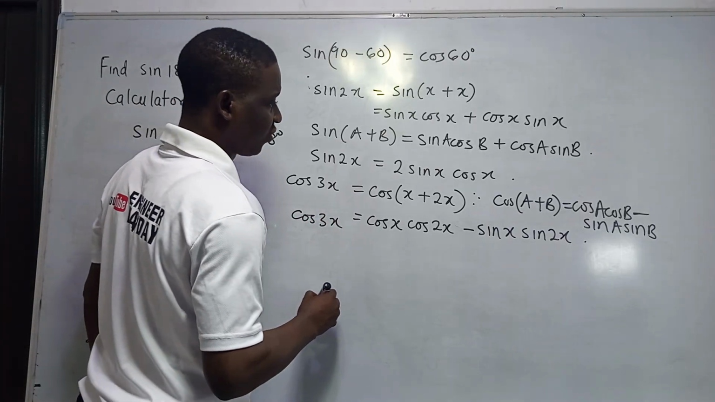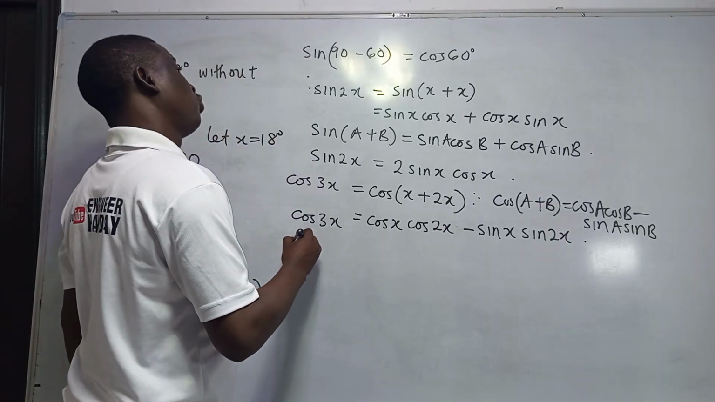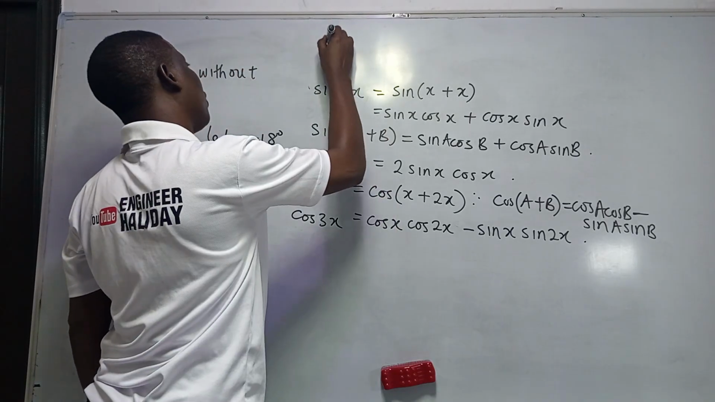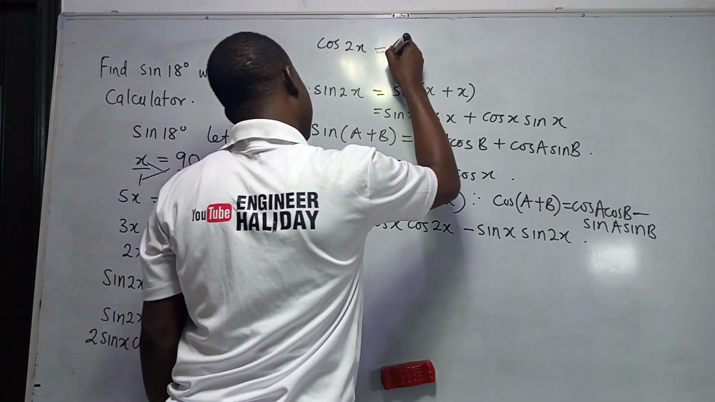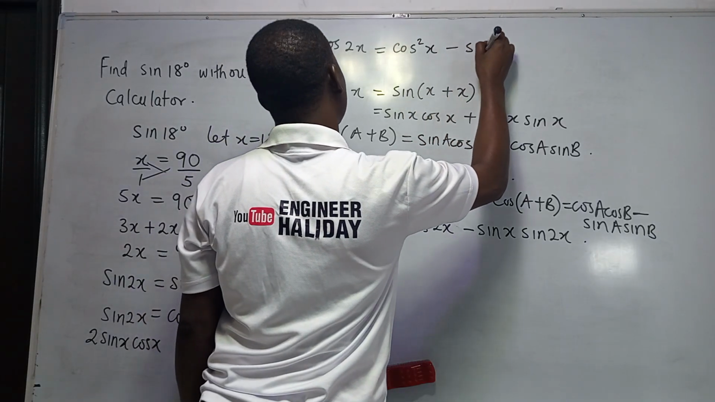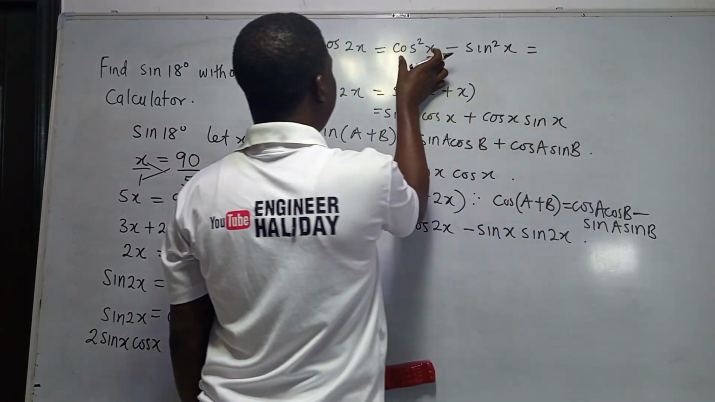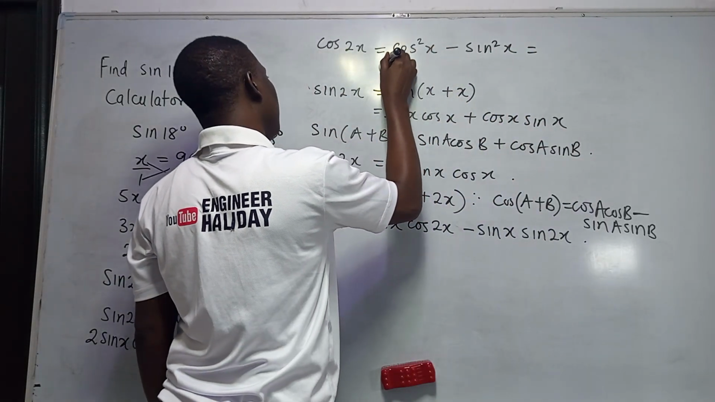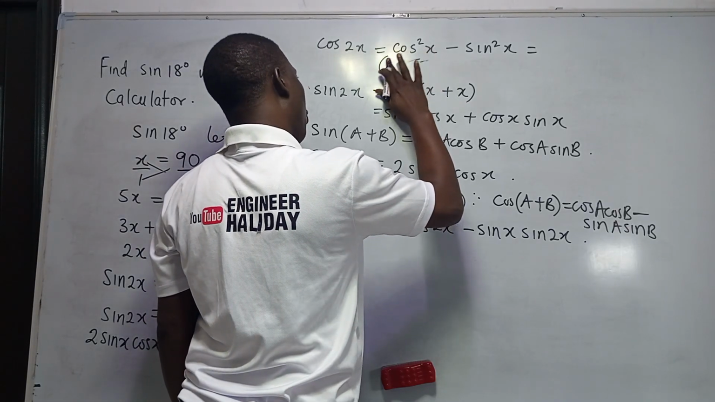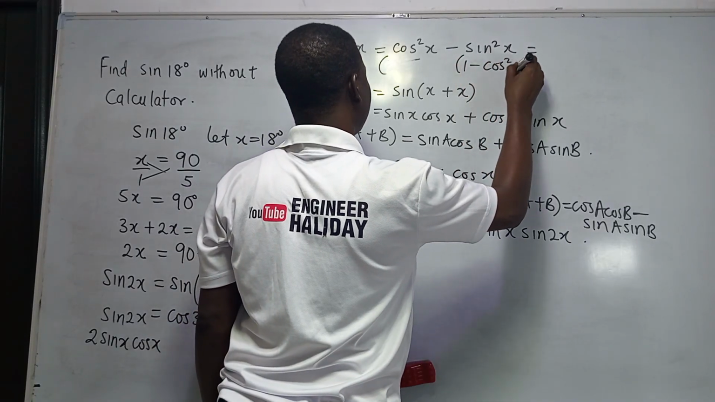Now, cos 2x is the same thing as cos square x minus sine square x. Please take note of that. Which is the same thing as, if you replace sine square x here with 1 minus cos square x.